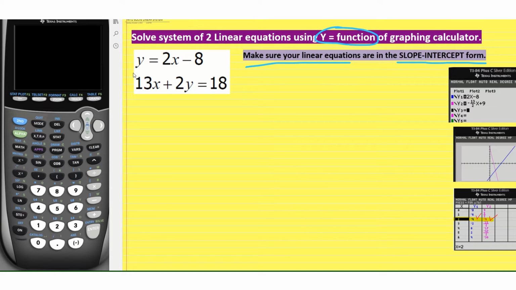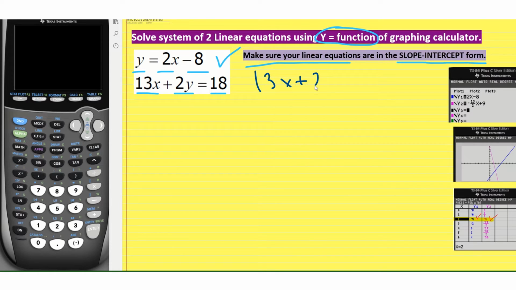The first equation says y equals 2x minus 8. That already is in the slope-intercept form. But our second equation, 13x plus 2y equals 18, is in the standard form. I need both of them to be in the slope-intercept form in order to use the y equals function of my graphing calculator. So let's go ahead and convert this second equation into the slope-intercept form.